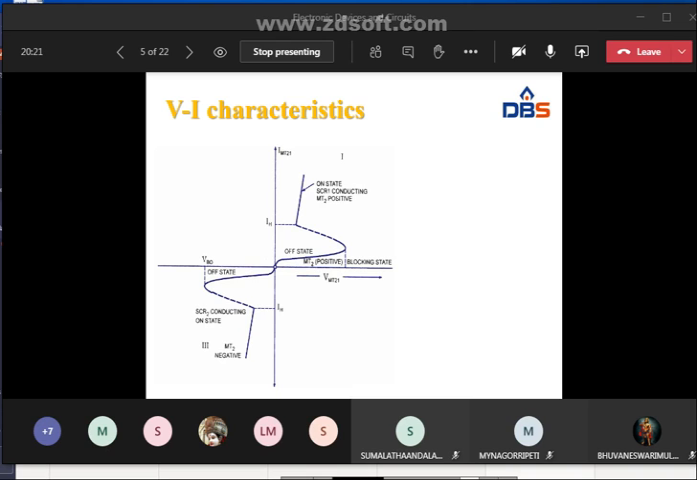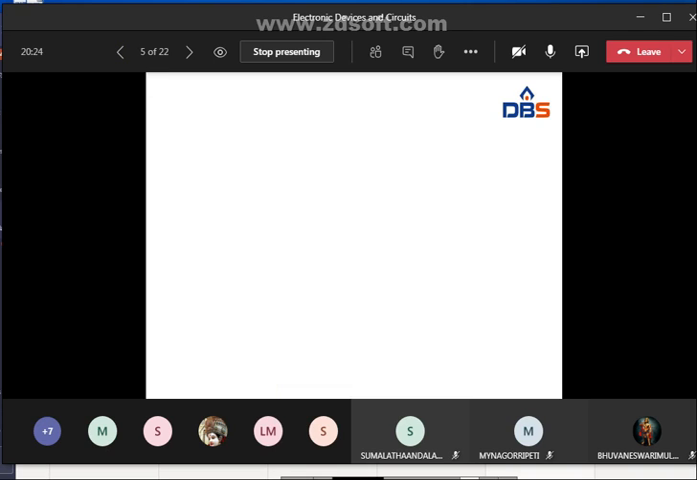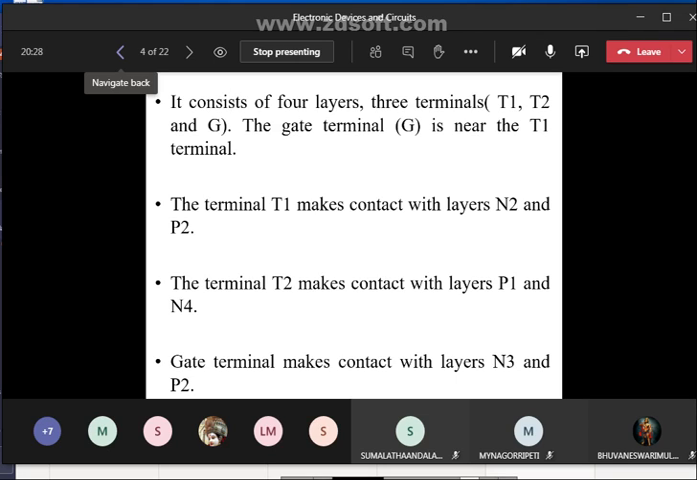There are 4 different modes of operation. The first one, if we check the basic structure, is when MT2 and gate are positive with respect to MT1. Then the current flows through the path P1 N1 P2 N2. Here P1 N1 and P2 N2 are forward biased, but N1 P2 is reverse biased.